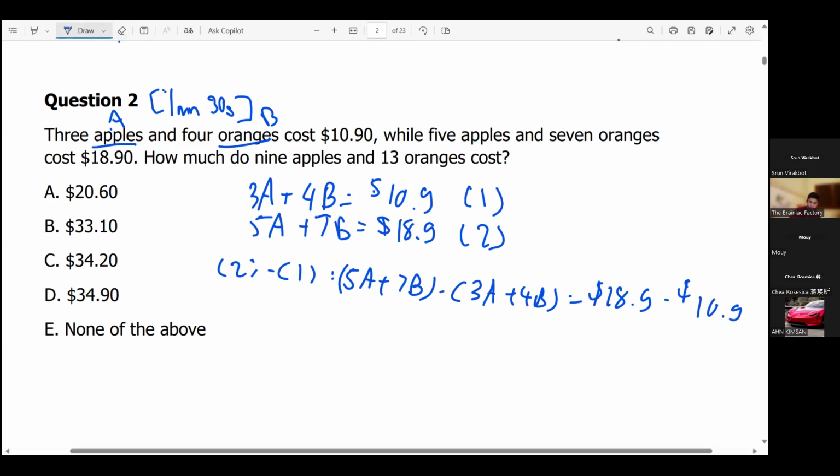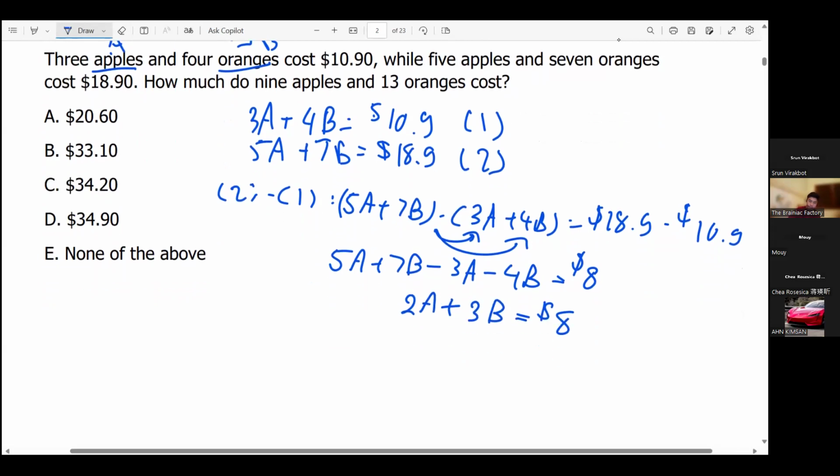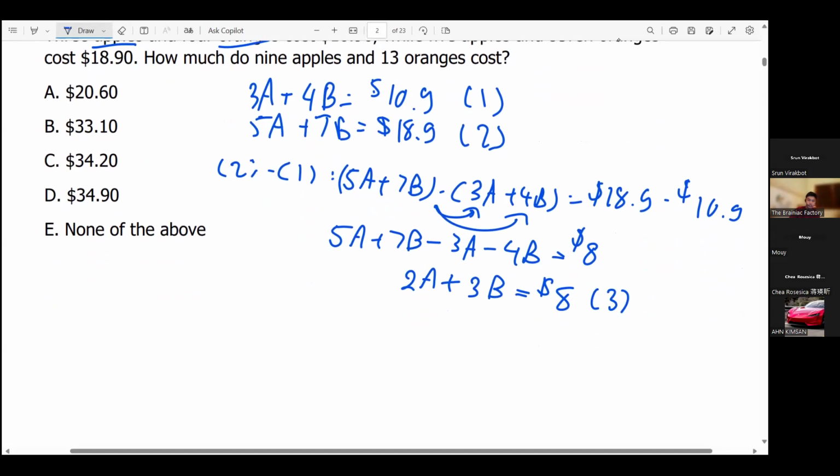From here, you can multiply the negative signs inside. So negative times 3A and negative times 4B. So you'll get 5A plus 7B minus 3A minus 4B equals 18.9 minus 10.9. You'll get $8. And simplify this, you'll get 2A plus 3B equals $8. Let this equal equation 3.